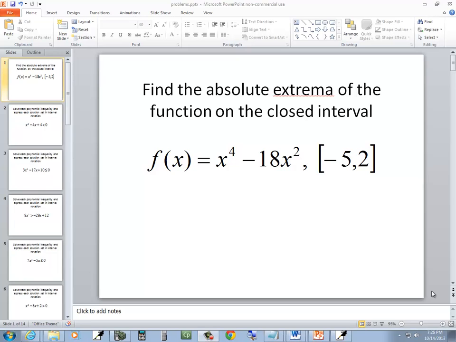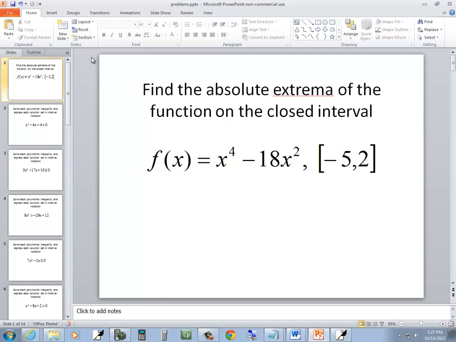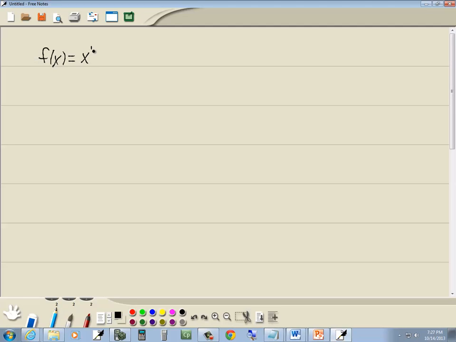In this problem, we want to find the absolute extrema of the function on the closed interval. So we've got f of x is equal to x to the fourth minus 18x squared, between -5 and 2. Well, first thing we're going to do is find our derivative.